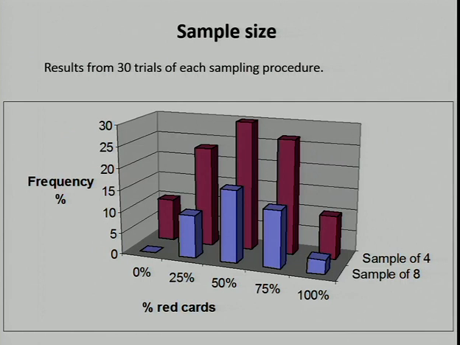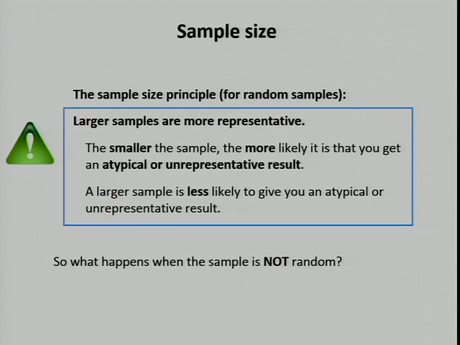It makes maybe more intuitive sense if you're using a smaller number of cards that you would be more likely to just hit on the 4 red ones. So that's the general principle behind the 2 examples we were just discussing. Larger samples are more representative. The smaller a sample is, the more likely you are to get weird, unrepresentative, atypical results. And this is true for random samples mostly.